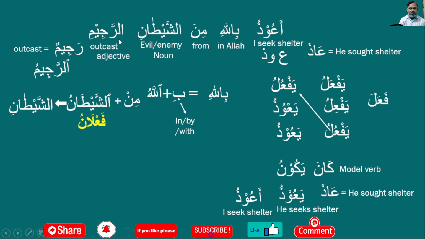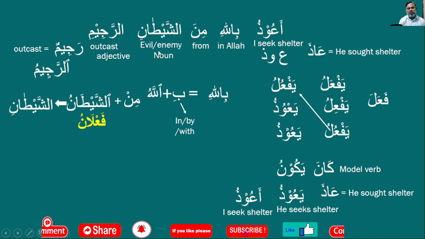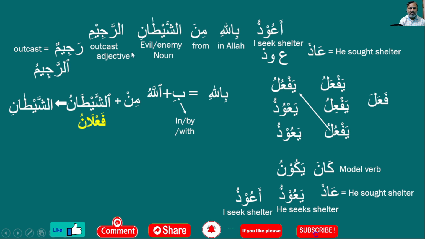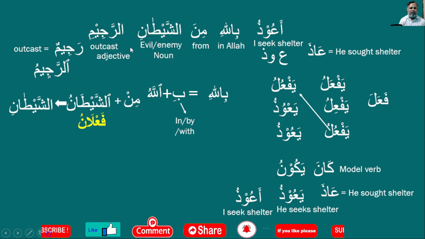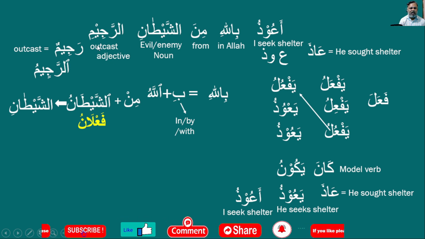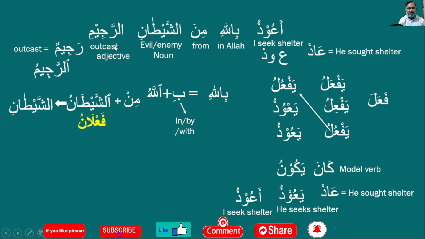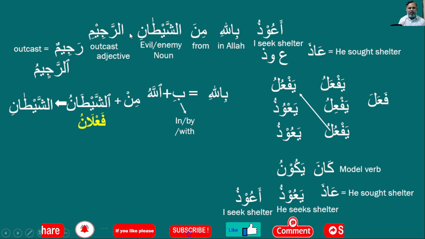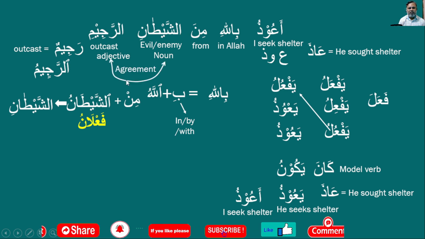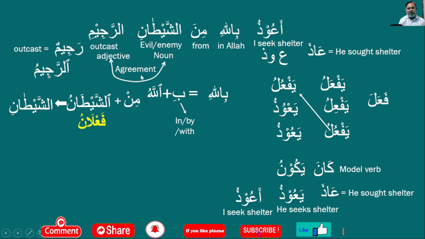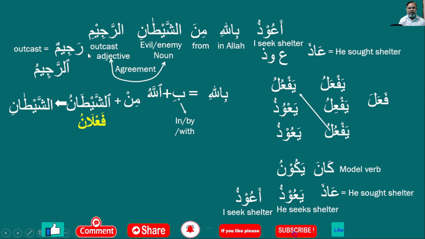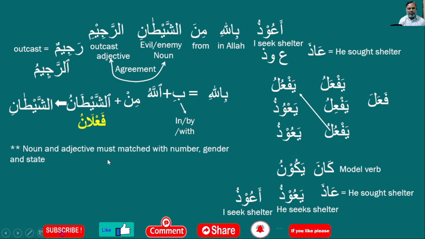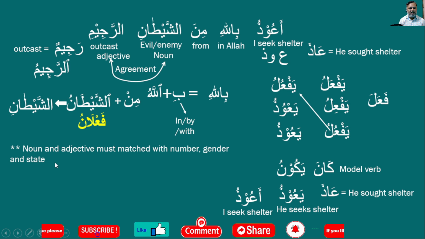Look, this is the adjective and this is the noun. This is the enemy. What type of enemy? The outcast enemy. So outcast is the adjective. The quality of this enemy is outcast, meaning refused. So this is the adjective and this is the noun. In Arabic, the adjective and noun must follow agreement. There is agreement between adjective and noun in Arabic. What is the agreement? The noun and adjective must match in number, gender and state.